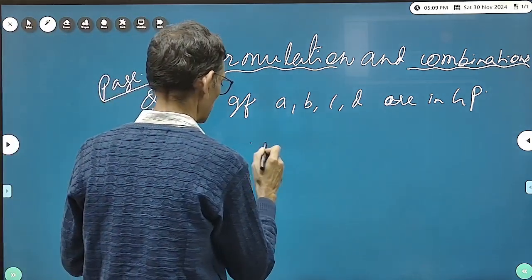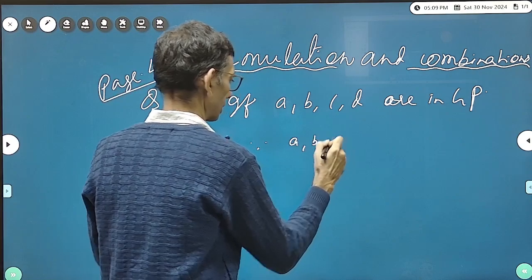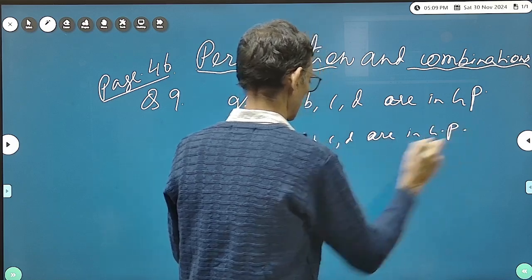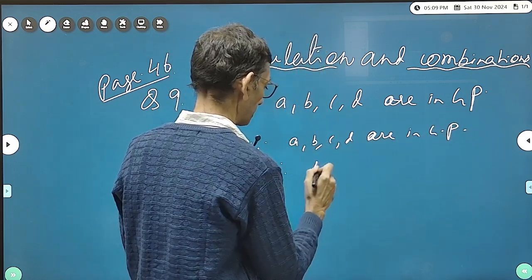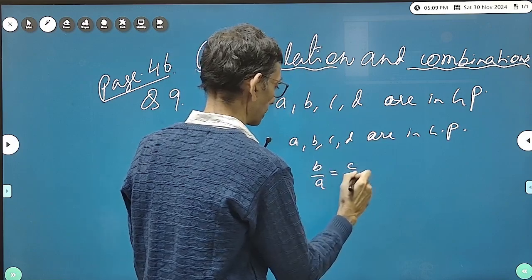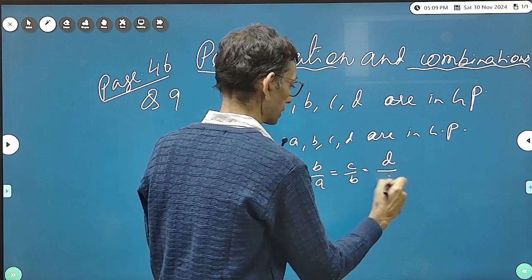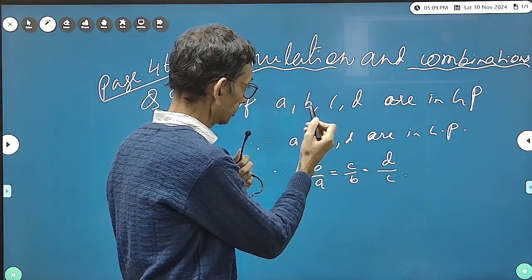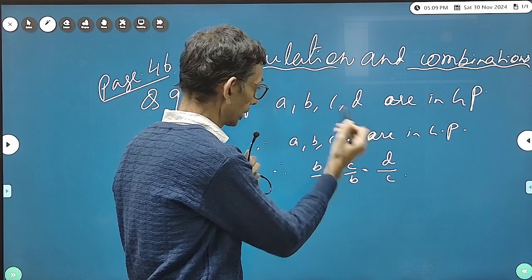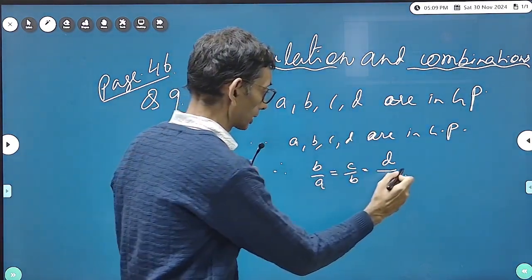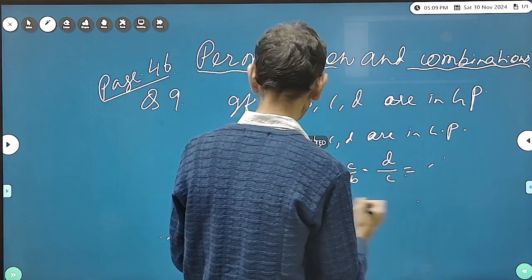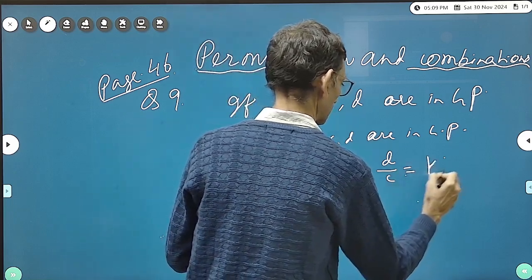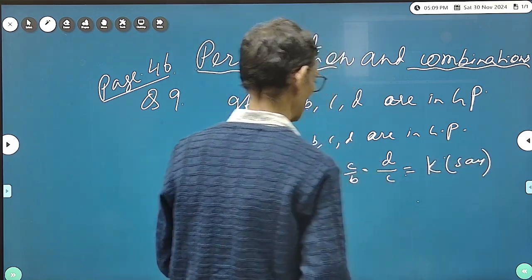Now, since A, B, C, D are in GP, therefore B by A equals C by B equals D by C. We know this, right? Second term by first term is equal to third term by second term is equal to fourth term by third term. So we can use K. We are letting this equal to K.